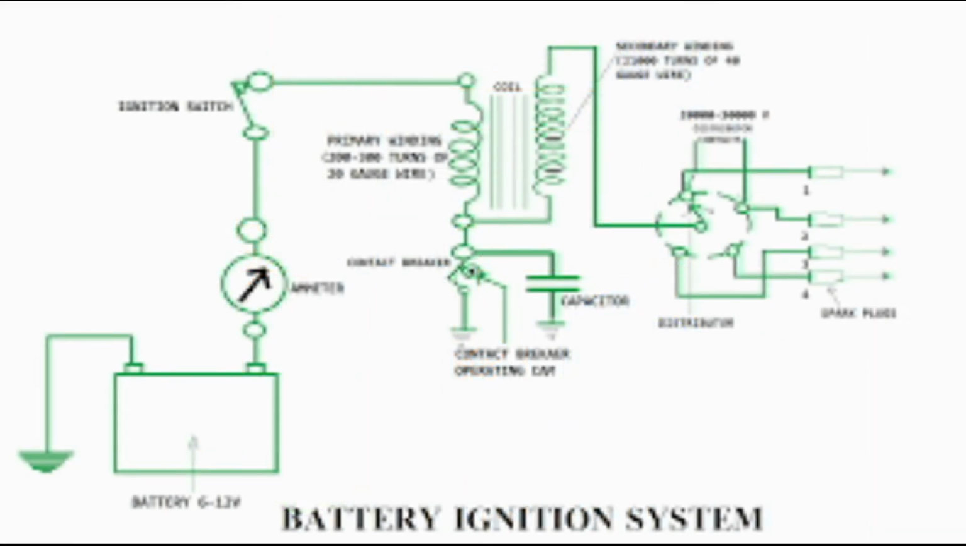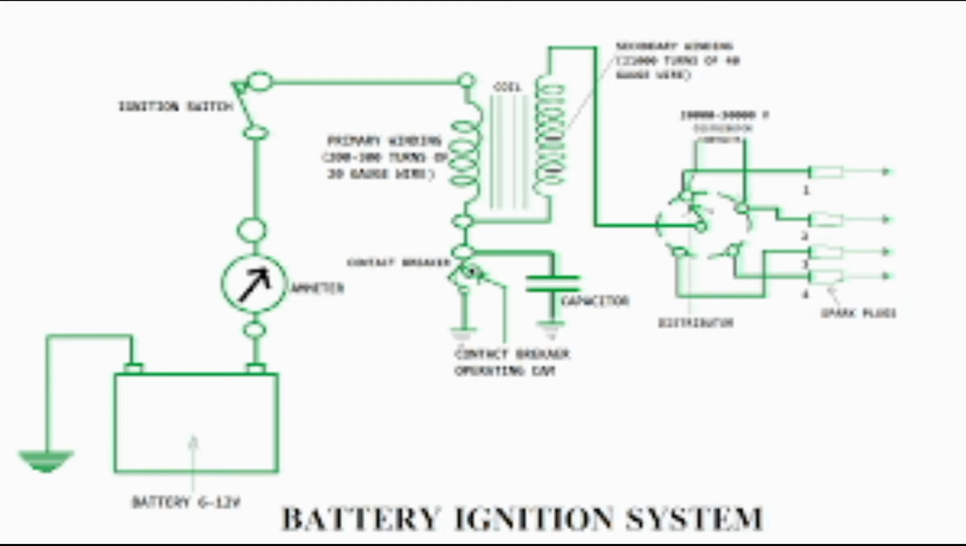The capacitor used in the ignition system is similar to the electrical capacitor. The capacitor is an electrical device in which two metal plates are separated from each other through insulating materials, air. It is connected in parallel with the contact breaker. It prevents the contact points of the contact breaker from being damaged.